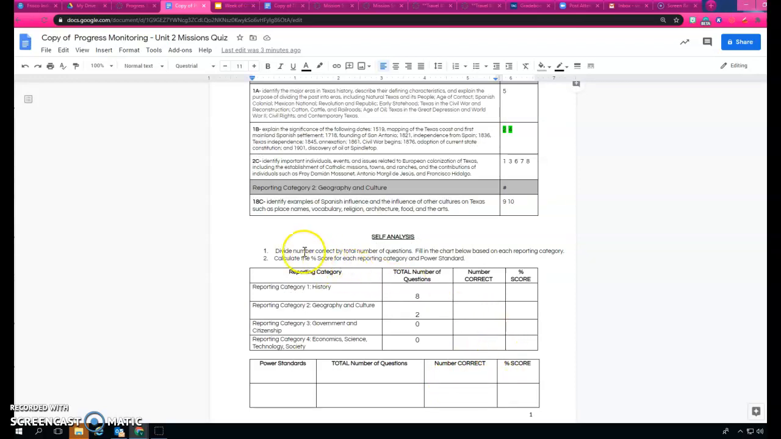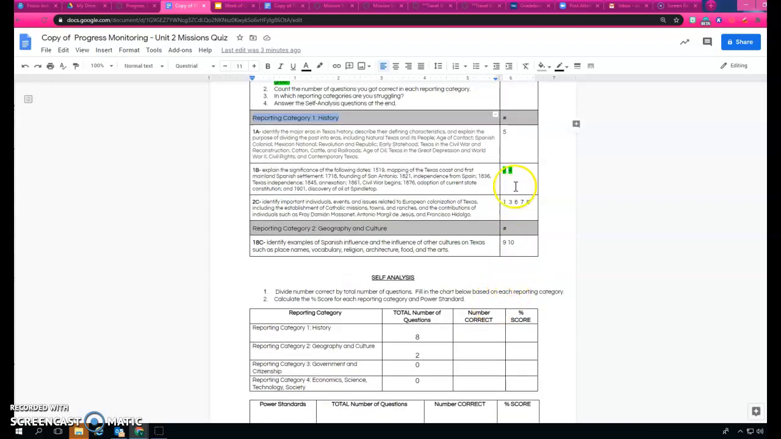What you need to do is figure out how well you did for the reporting category. Overall for history, how well did you do? Overall for geography, how well did you do? To do that, it says divide the number correct by the total number of questions and then fill in the chart based on the reporting category. Let's pretend again that I got number 2 and number 4 right, but I missed everything else for this reporting category. So how many correct? That would be 2.